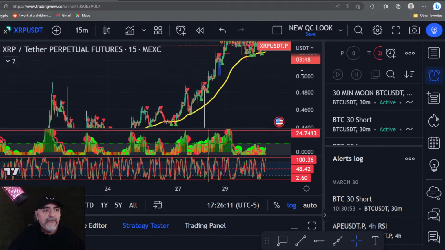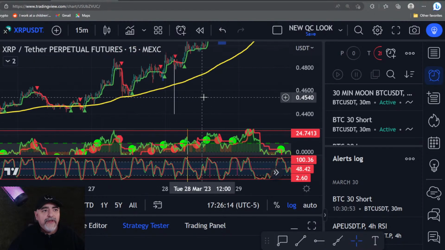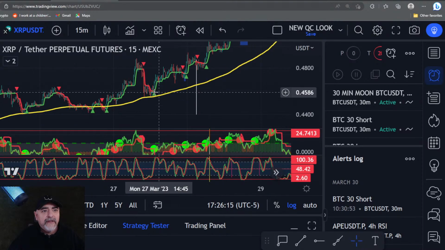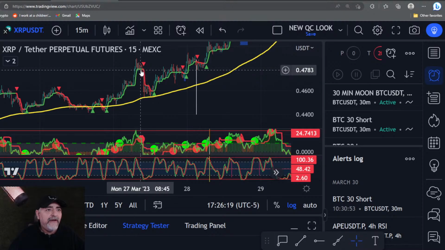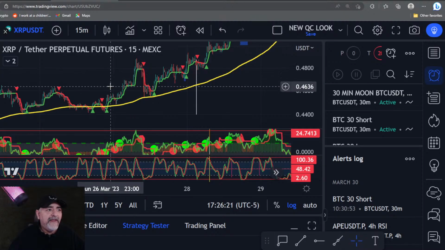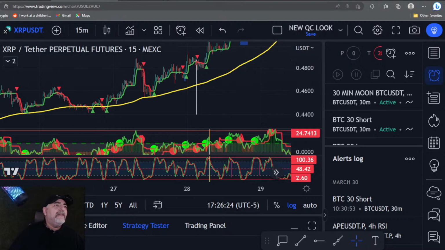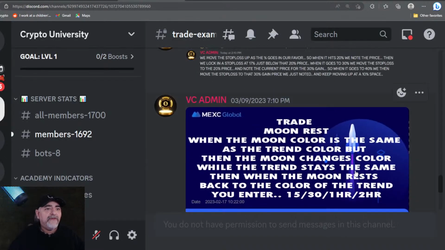So let's go back and look how we're doing, and here's our 44-cent entry, and here's our red trend right here. So we would have sold at 47 cents. Okay, do you see how that works? Let me make sure I'm looking at this correctly.